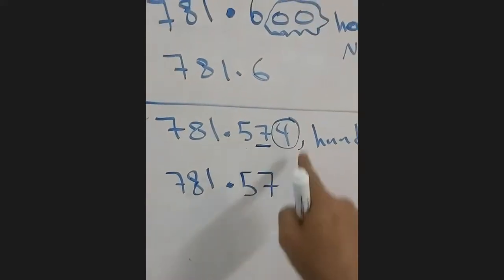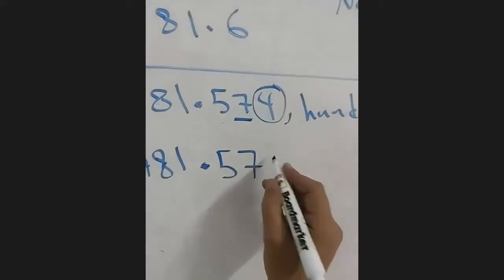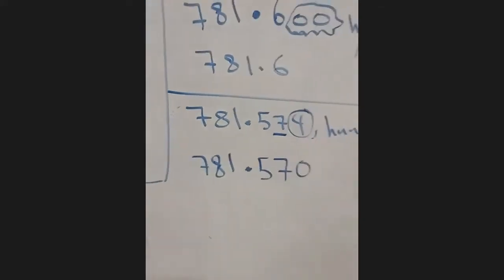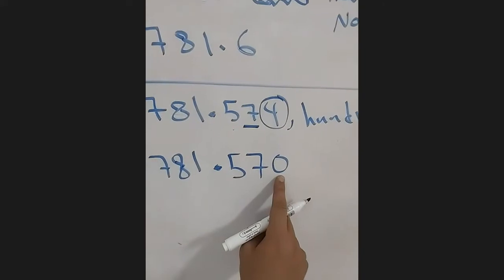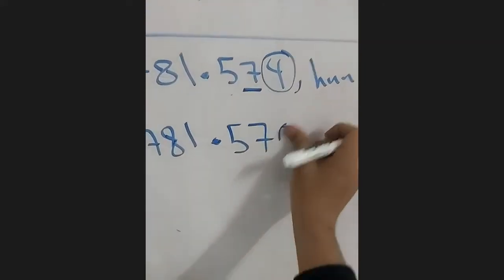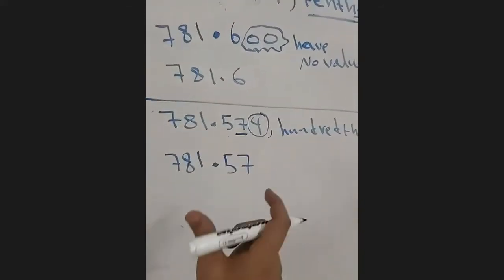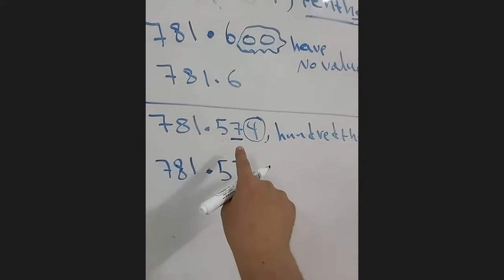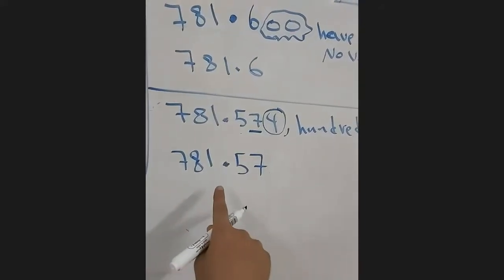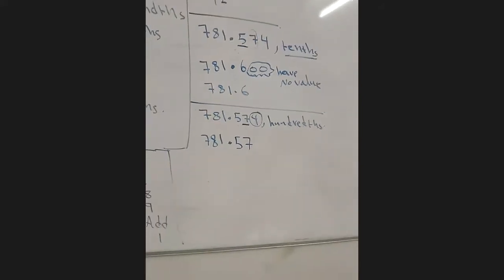Now, the next digit will be 0. We only have one digit here, so the 4 will be 0. Now, this 0 has no value. If we have decimals, this 0 has no value, so you can erase it. So the rounded number, if you want to round to the hundredths, will be 781.57.